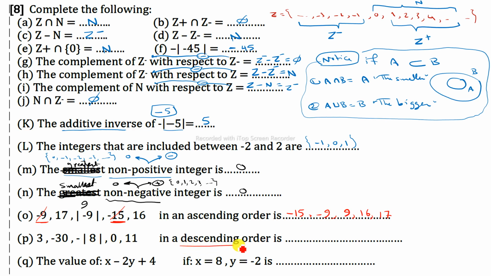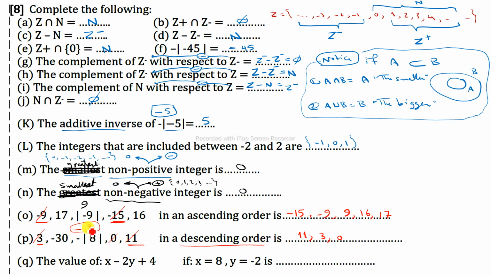The next, letter B: 3, negative 30, negative 8, negative absolute value of 8, 0, 11 in descending order. Let's calculate the absolute: absolute 8 is 8, so this one becomes negative 8. Descending means from the greatest to the smallest. We start with the positives: 3, 0, and 11. Of course, 0 is neither positive nor negative. The greatest is 11, then 3, then 0. So 11, 3, 0.